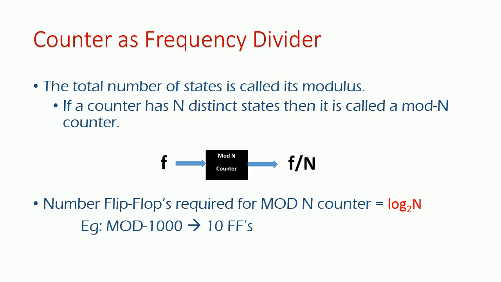So here is one small example. If you have a frequency f, and the counter mod is n, the output frequency will be f by n. So this is like reverse engineering. If you want to implement a mod 1000 counter, how many flip-flops do you require? That is nothing but log 2 base n. This will give you the answer.